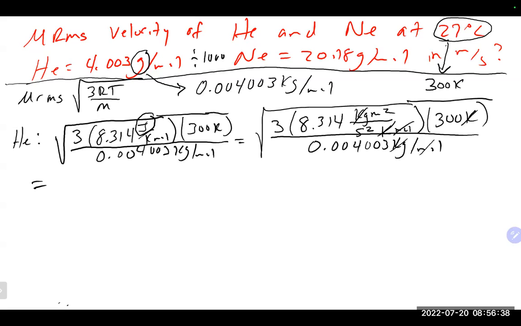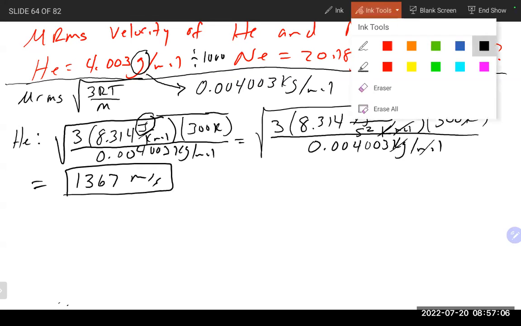So if we do that, we get 3 times 8.314 times 300 divided by 0.004003, and a little square root action on it gets us something like 1,367 meters per second would be the root mean square velocity of helium. Any questions on that calculation?